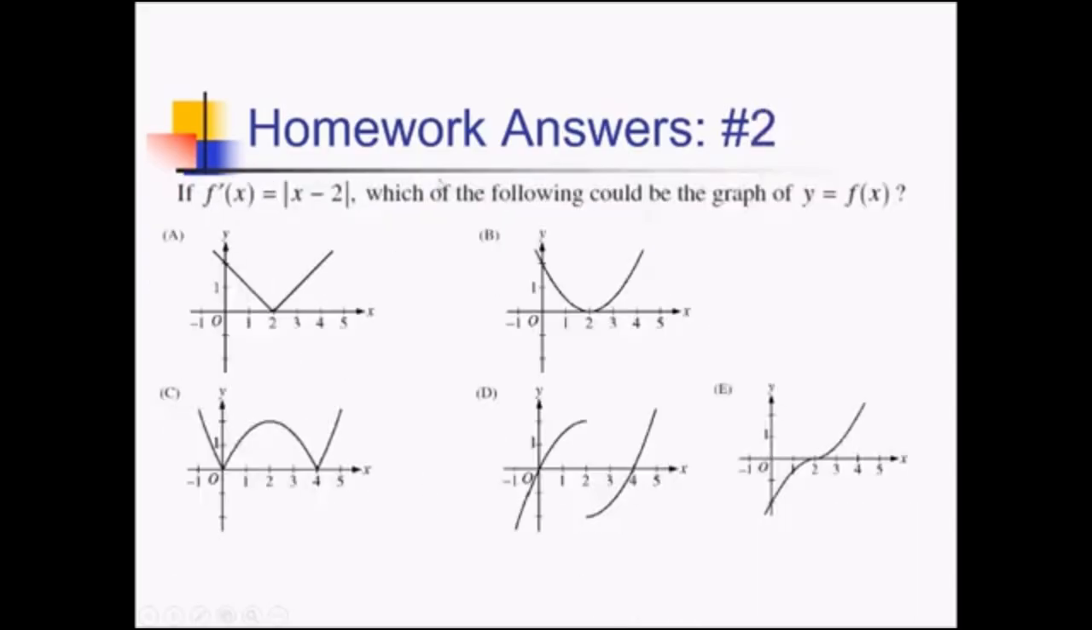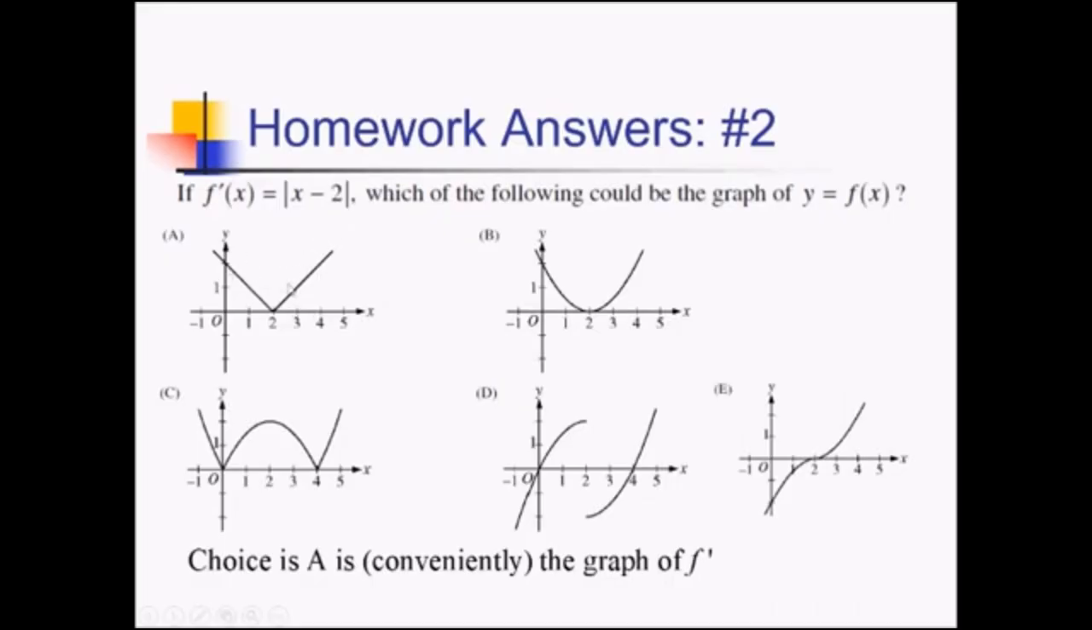For this problem, we're given that f prime of x is absolute value of x minus 2. We want to know what the graph of f looks like. So you've got to be careful here. This choice A is actually what absolute value of x minus 2 looks like, but they didn't want f prime. They wanted the graph of f. So this graph right here is conveniently the graph of f prime. We're trying to find an f that matches this.